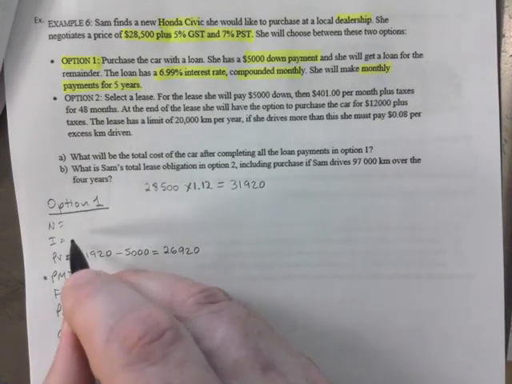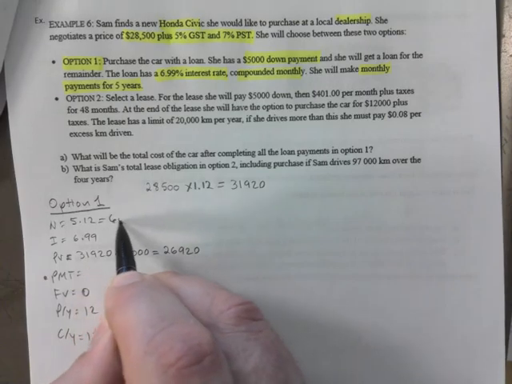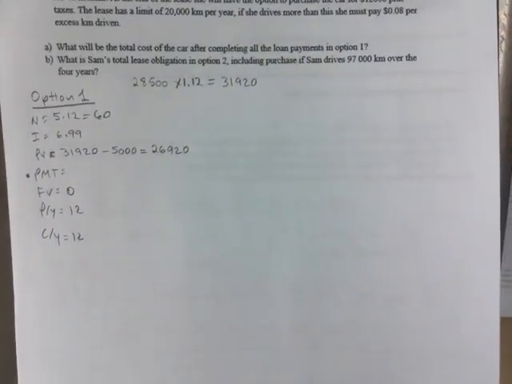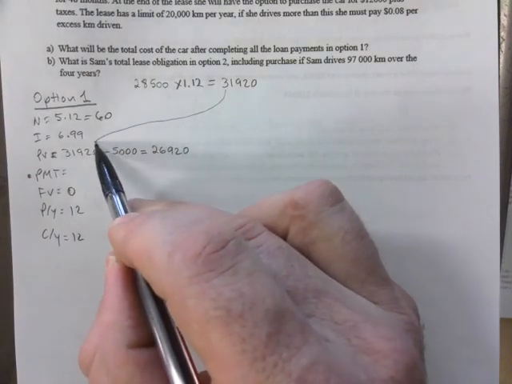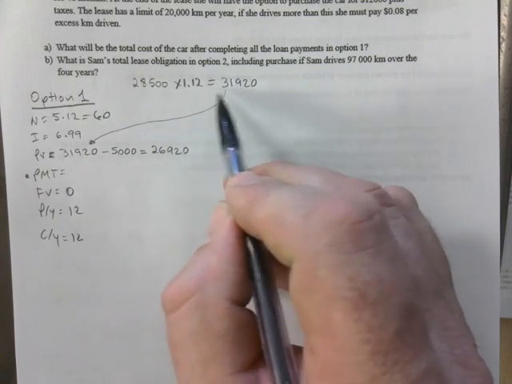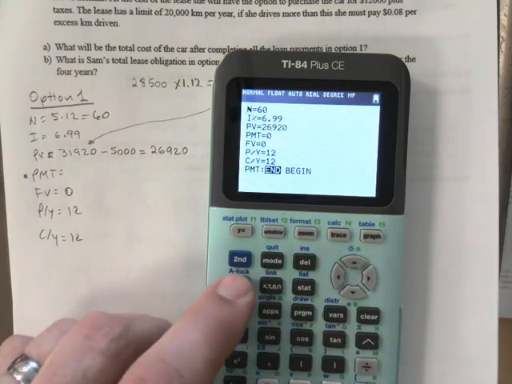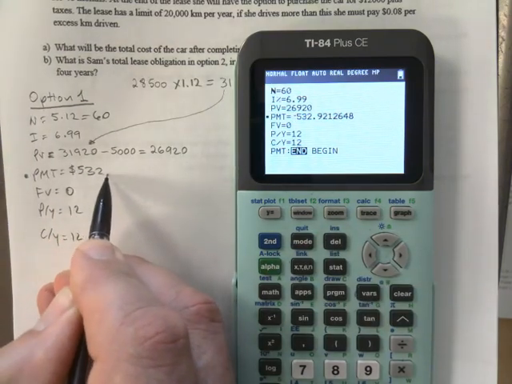Interest, 6.99. And we're doing this over 5 years, right? 5 times 12, that's 60. So if you like arrows, I'm going to go arrow, right? That's where that number is coming from. I'm adding taxes to it. I'm taking away the down payment, and so now I can do my TVM solver. So there it is. 532.92.